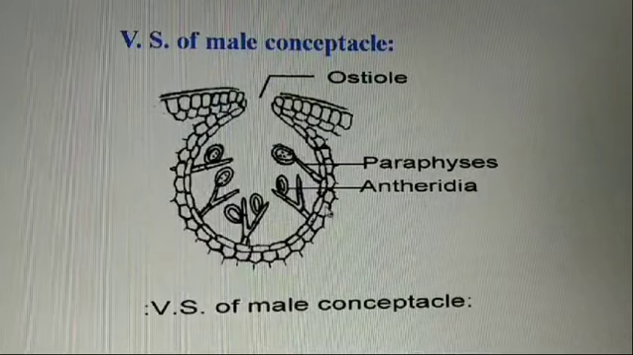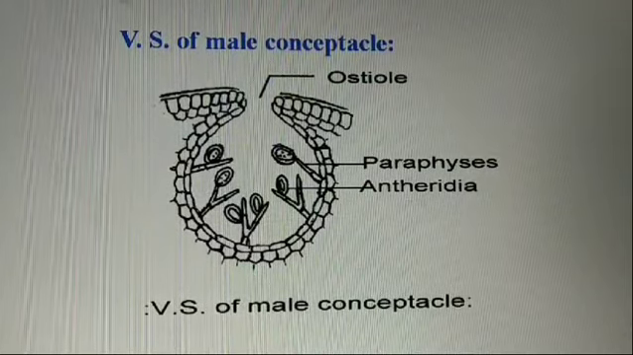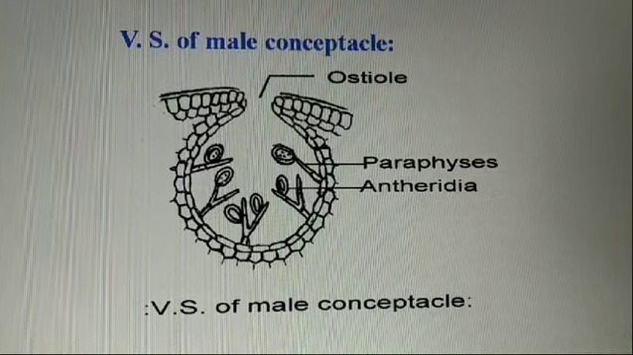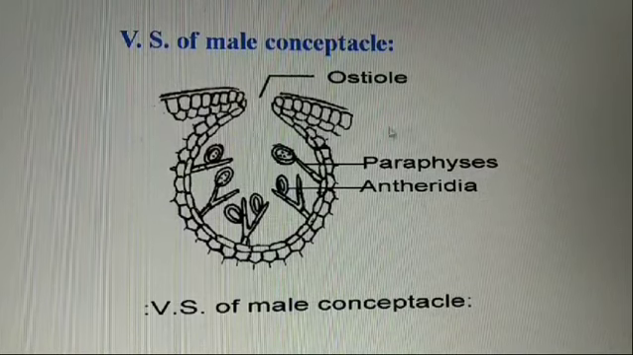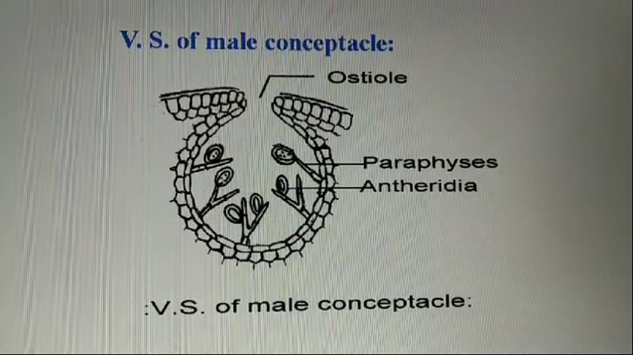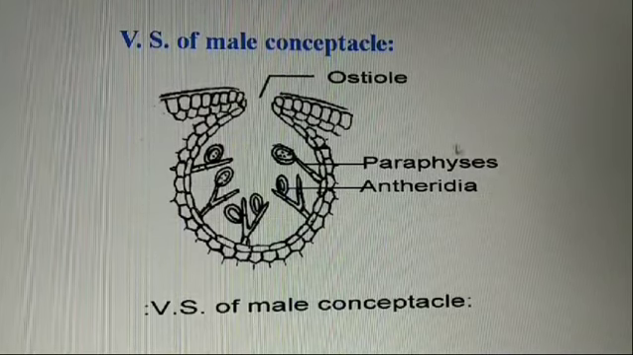Now reproduction. Sargassum reproduces by vegetative and sexual methods. Vegetative reproduction takes place by fragmentation. Now sexual reproduction. In Sargassum, the sexual reproduction is oogamous. The male sex organs are called antheridia and female oogonia. The antheridia develop in male conceptacle and oogonia develop in female conceptacle. And these conceptacles develop in the receptacle.